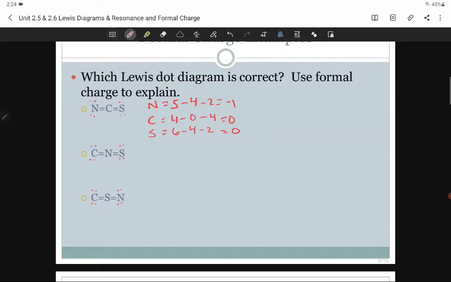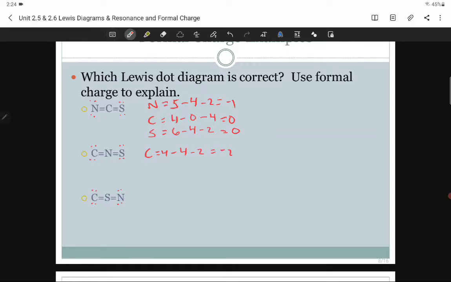So the only thing that could beat this out is if it's 0, 0, 0. So let's check out this one, the second one here. Carbon, for this one, 4 valence electrons, 4 unshared.